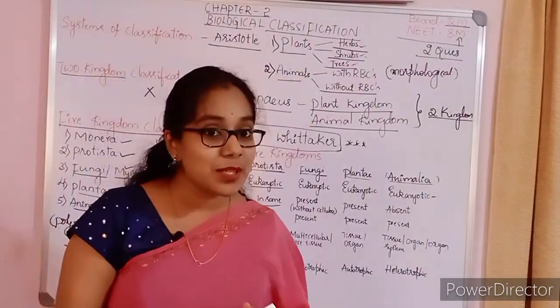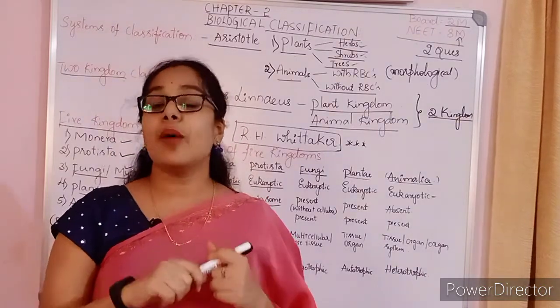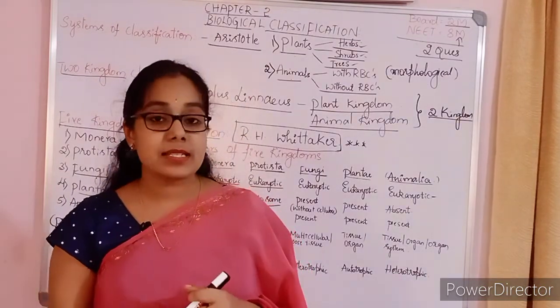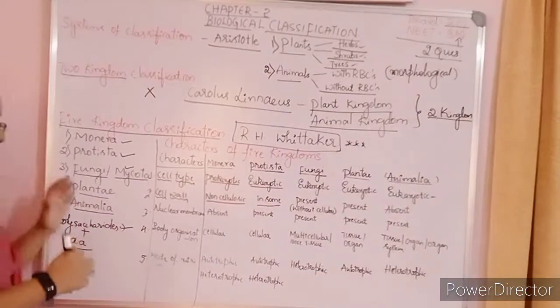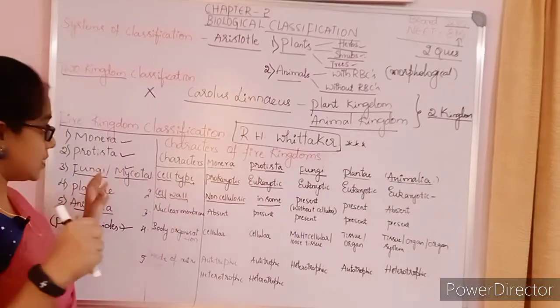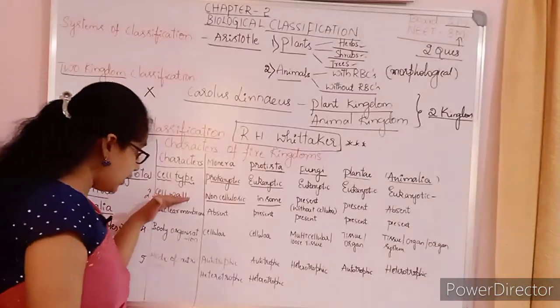Okay, this is why: cell wall is absent in animals, but it is well developed and present in plants. So now let's see how you can keep these points in your mind. The next character is the cell wall.